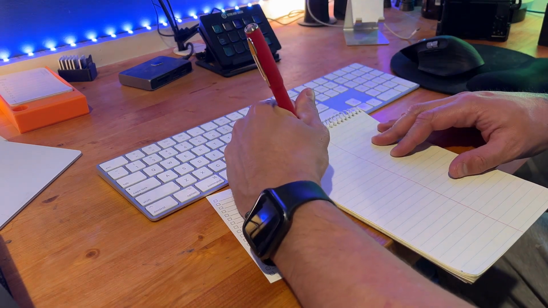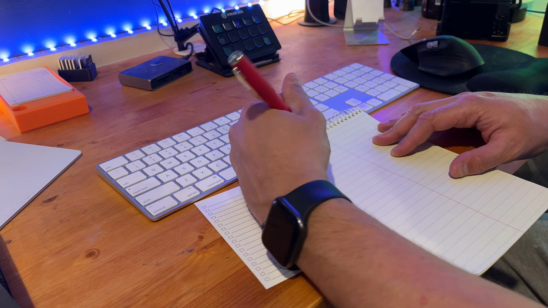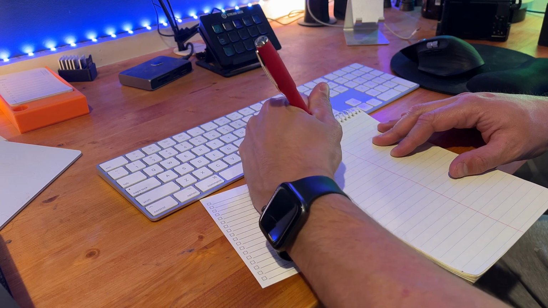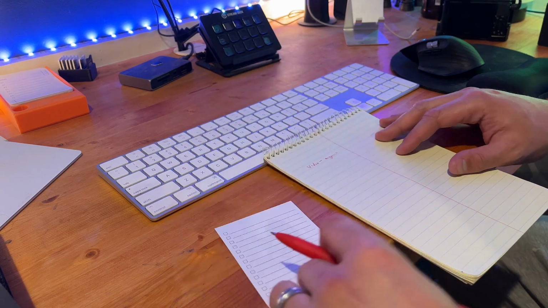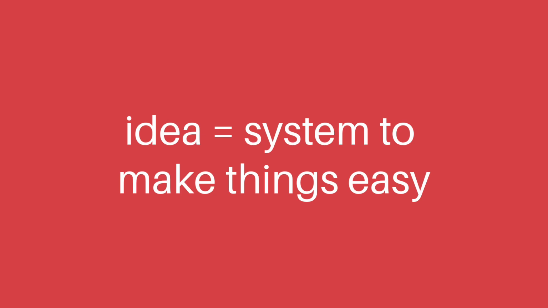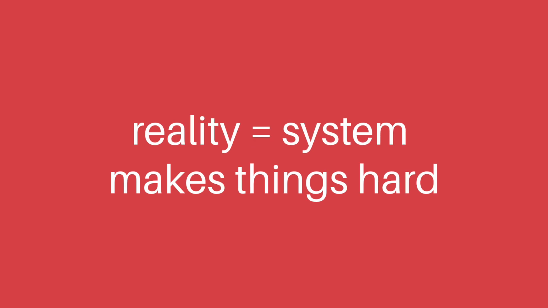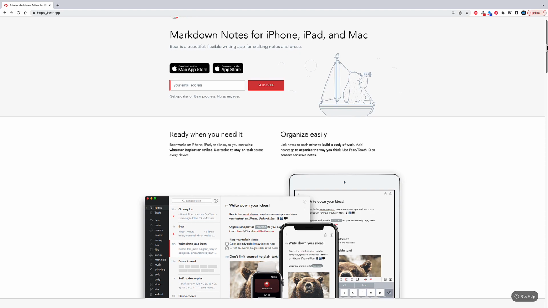I spend too much time working and making sure that everything conforms to the new system that I have, that I lose any enthusiasm for actually making something. Often, my system for making things easier actually makes things harder. So how does Bear change that? Before we get into that, let's actually explain what Bear is.